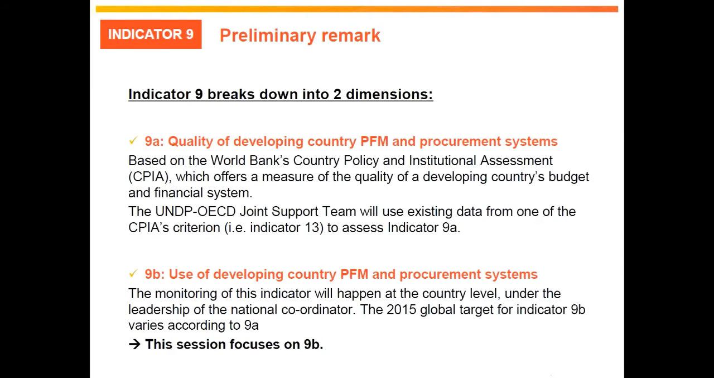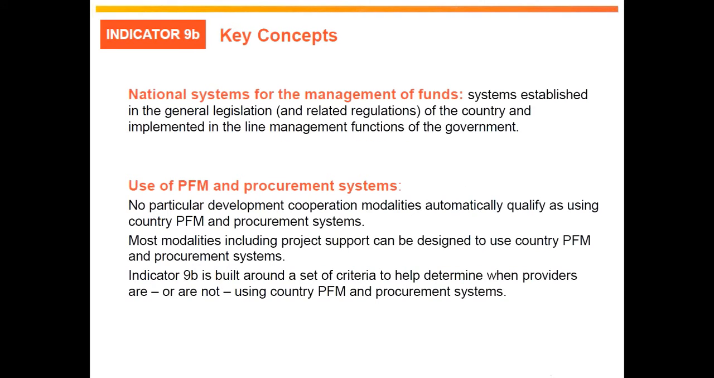Indicator 9 focuses on the strengthening and use of country systems. And the first part, indicator 9A, is tracking the quality of public financial management and procurement systems in a given country. To date, it has been relying on the indicator created by the World Bank, the Country Policy and Institutional Assessment, CPIA, which offers a measure of the quality of developing countries' budget and financial systems.